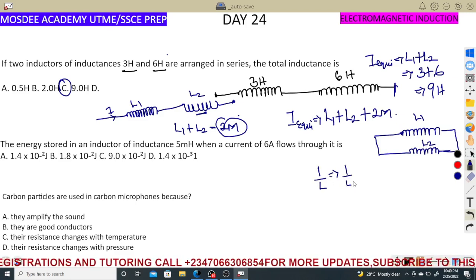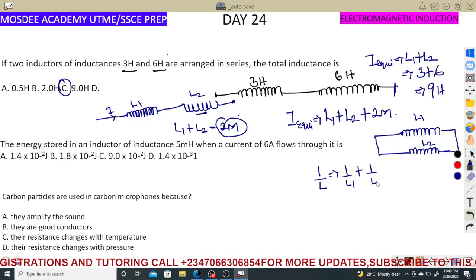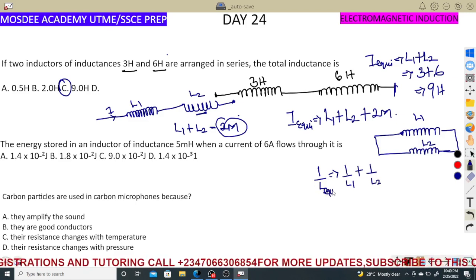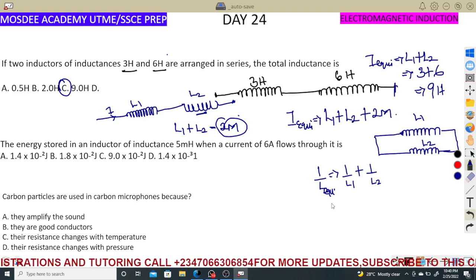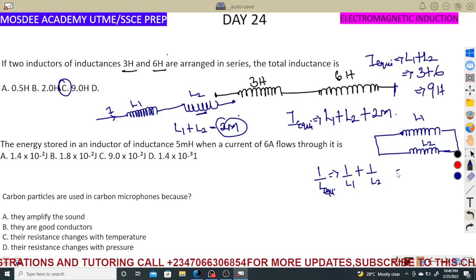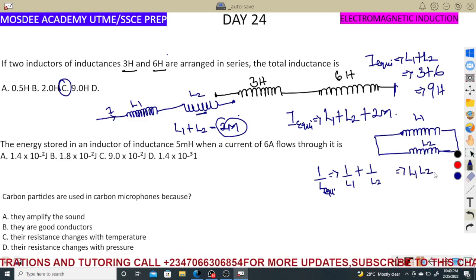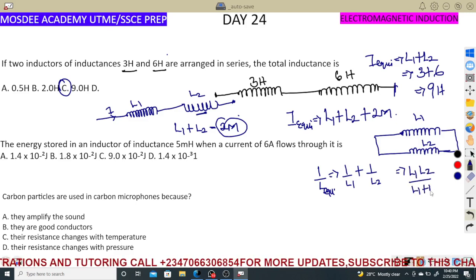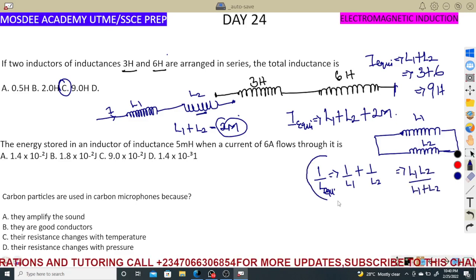1 over L1 plus what? 1 over L2. Yeah, this one is the total, which we call equivalent. So series you add, parallel you put in 1 over, or my way is always L1 L2 over L1 plus L2. It's the same thing. If you are using this one, you are still in primary school.